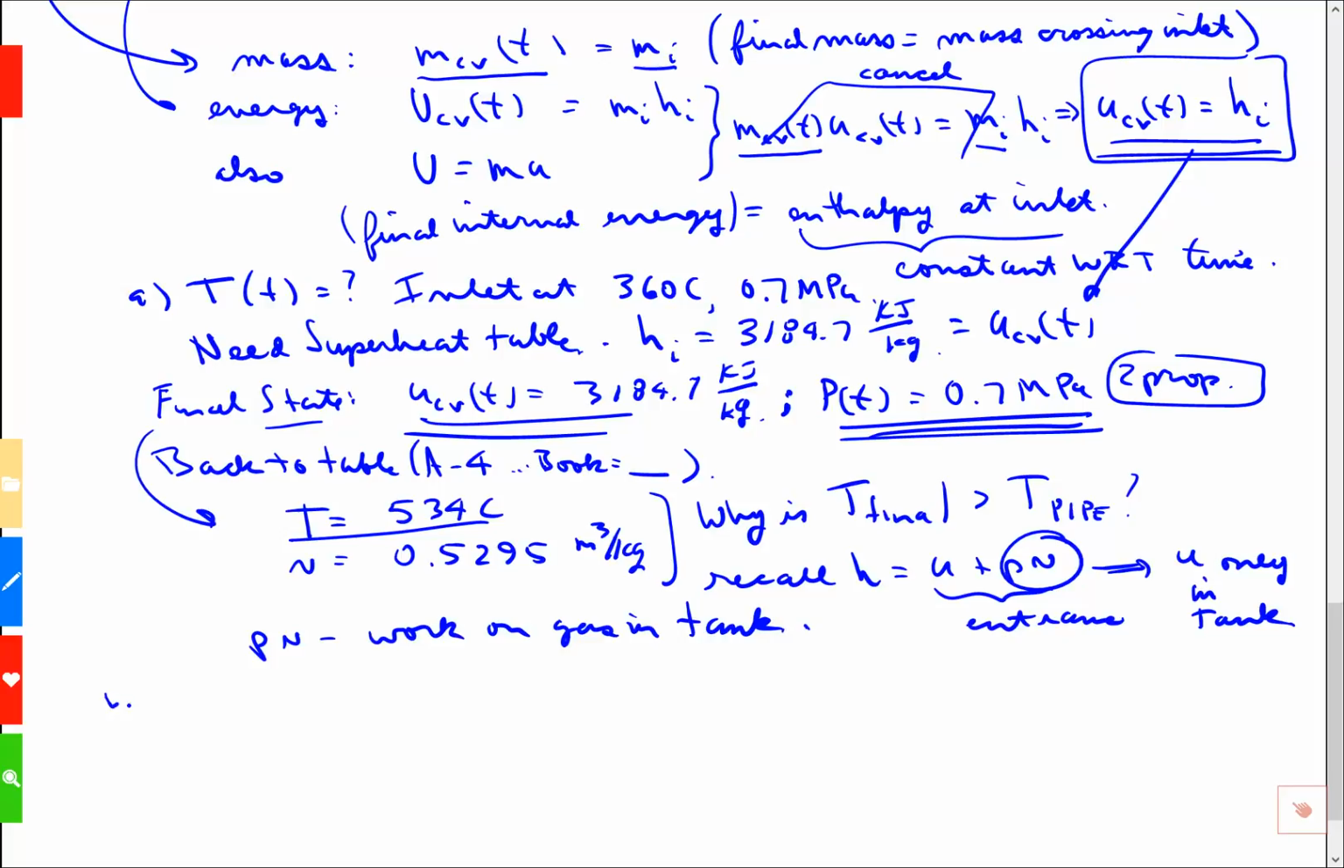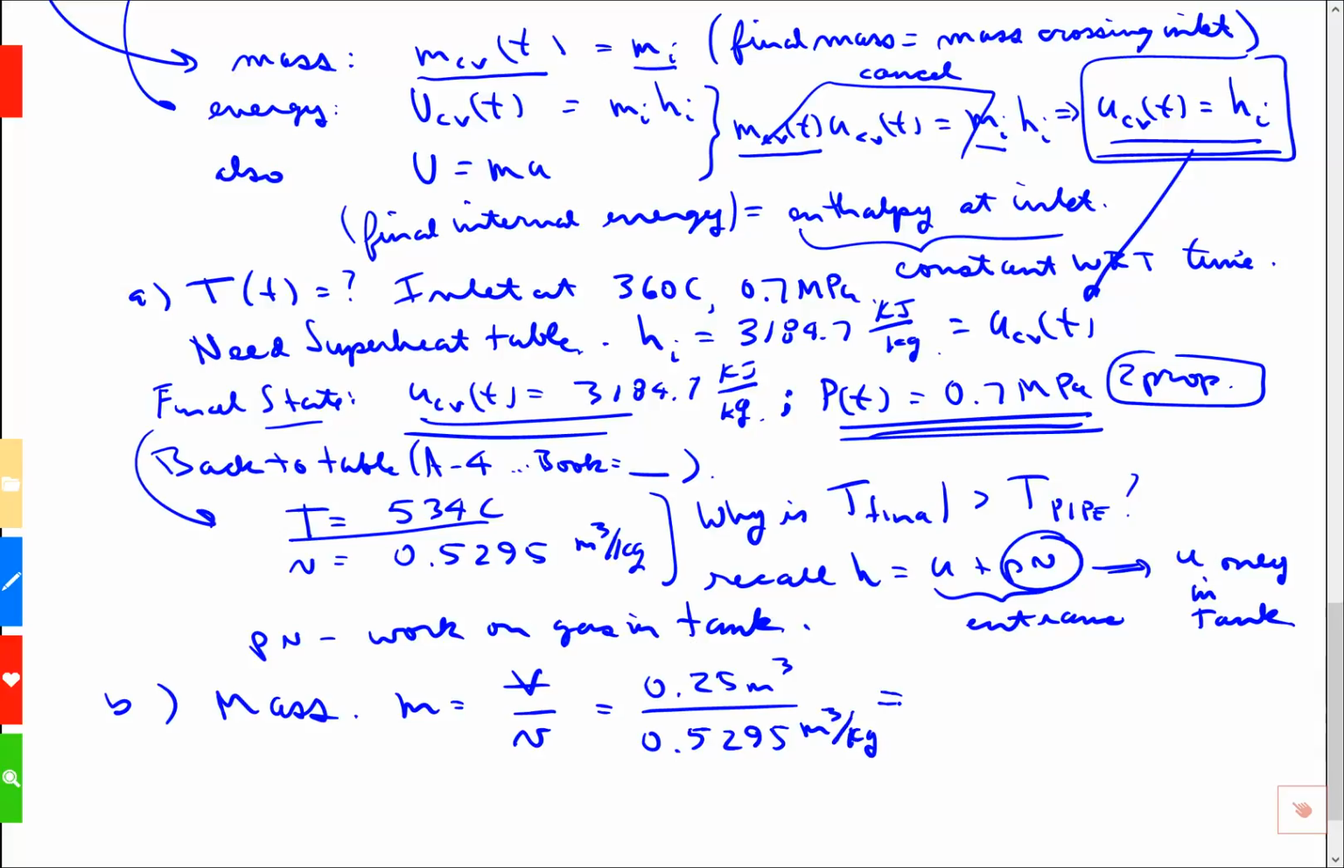All right, part B says, what's the final mass? Mass is the tank volume divided by the specific volume of the gas. The tank volume was 0.25 meters cubed. The specific volume of the gas is 0.5295, interpolated from the table. And the final mass is 0.472 kilograms of steam.